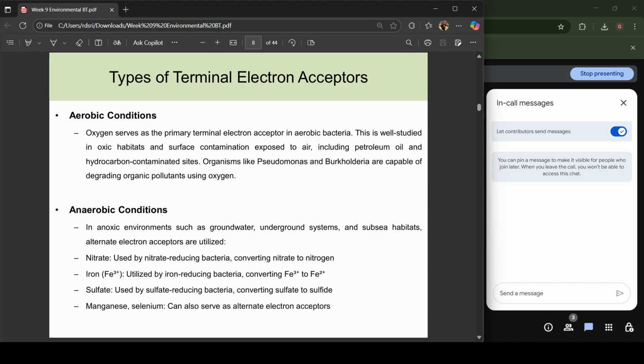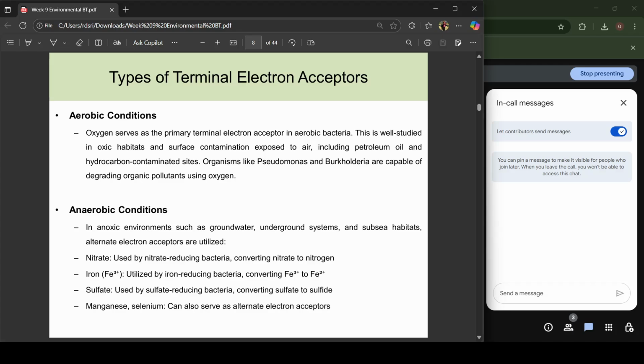In order to have oxic habitats, we need the polluted surface to be exposed to air, either naturally or while designing a process. We have to design such that we supply oxygen or air for aerobic degradation to take place. In nature, petroleum, oil and hydrocarbon contaminated sites are naturally prone to oxygen, and here aerobic degradation can happen, where oxygen will serve as the terminal electron acceptor. Some examples of organisms that take up this aerobic route include Pseudomonas and Burkholderia.